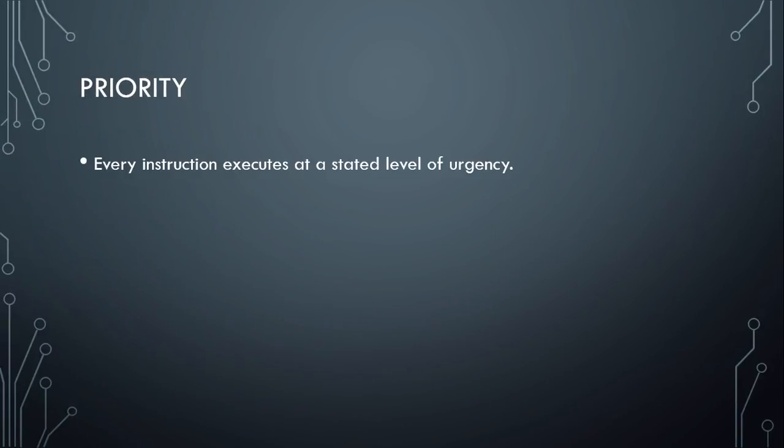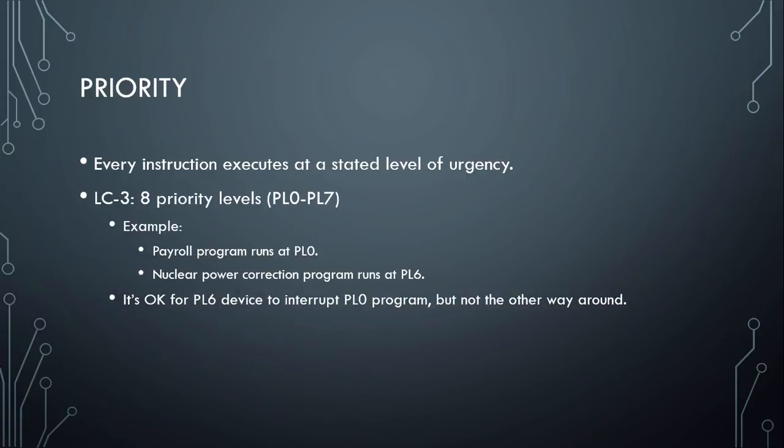All right, let's talk about priority. Every instruction executes at a stated level of urgency. So for the LC-3, the priority levels are PL0 through PL7. For example, the payroll program runs at PL0. A nuclear power correction program runs at PL6. It's okay for a PL6 device to interrupt the PL0 program, but not the other way around. So in other words, the higher that number is, the greater the priority, and the lower the number, the lower the priority, and a lower priority program should not ever interrupt a high priority program.